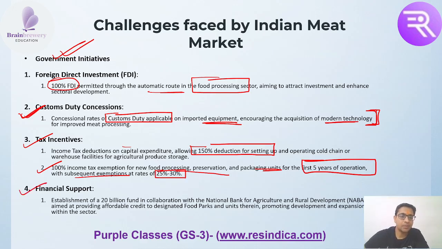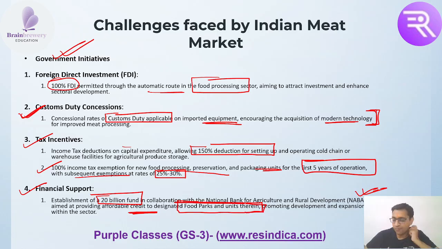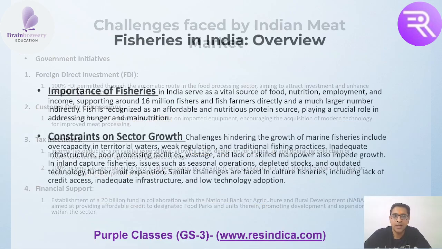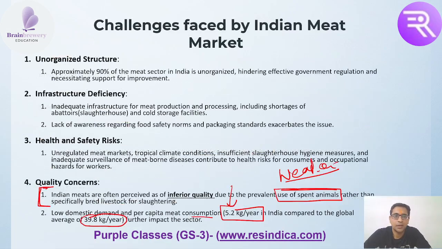Then financial support: government is providing a 20 billion rupees fund, not $20 billion, it's a 20 billion rupees fund with NABARD to provide credit facility to make big food parks, mega food parks in various parts of the country. We have already discussed mega food parks in our previous classes. So this is what is related to the Indian meat market challenges, and we have also done the important challenges that are being faced by our country in this whole sector. And then after that we have also discussed the way forward.